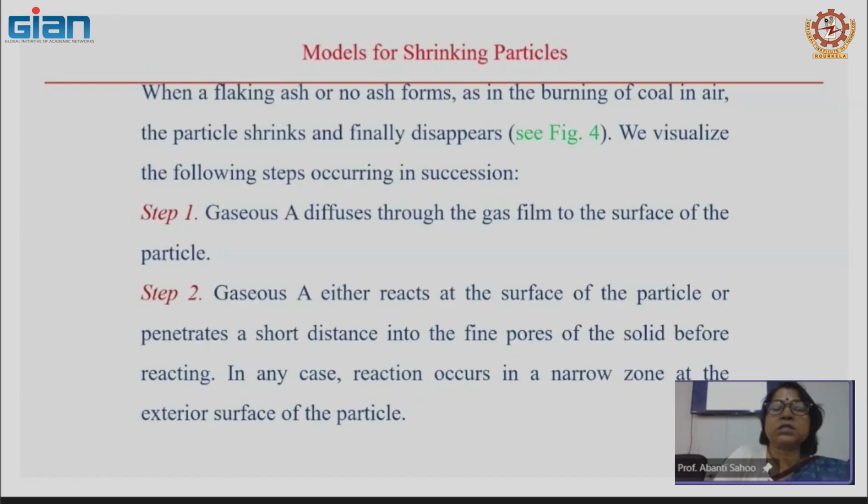Now, for these models we just discussed, we can also see some examples. Suppose there is flaking of ash, or no ash forms, in this shrinking core model. When we are burning coal in the air, some flaking of ash or no ash is formed. That means after the size reduction in the shrinking core model, the reaction front moves to the center, it is completely shrinking in size, and we can visualize this here.